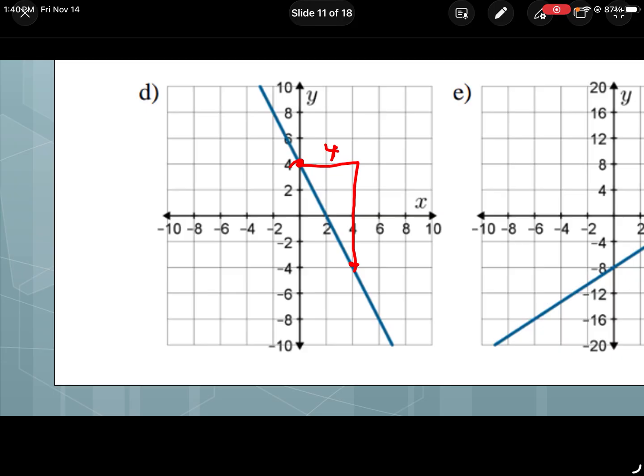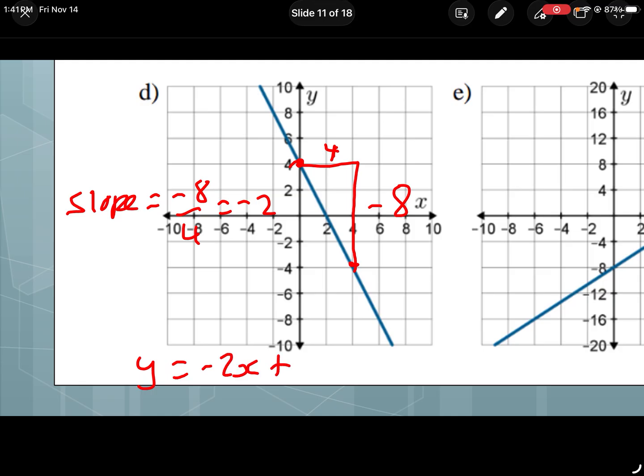And then it goes from 4 to negative 8, so that's minus 8. So then my slope is negative 8 divided by 4, which is negative 2, right? So the equation of my line is y equals negative 2x plus, what's the y-intercept? It's 4.